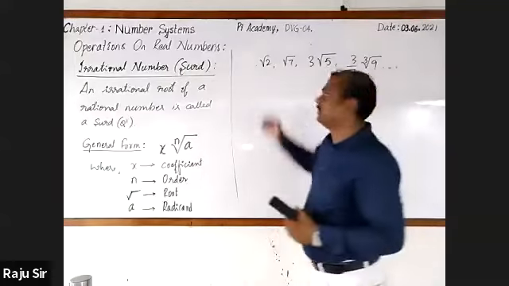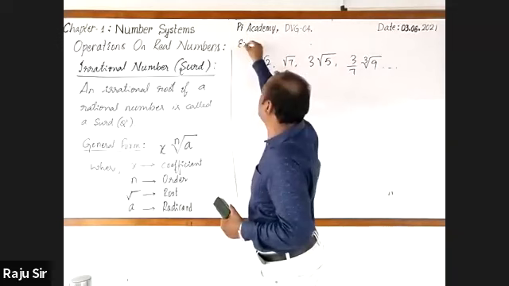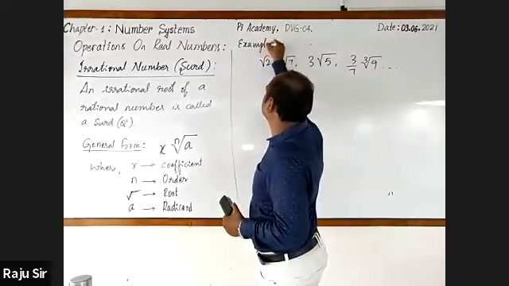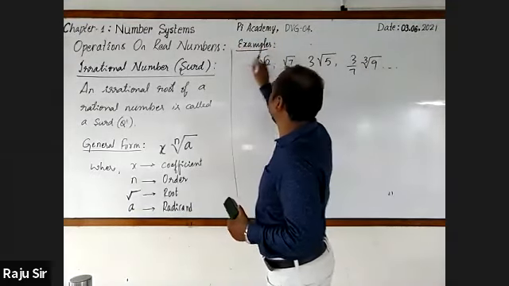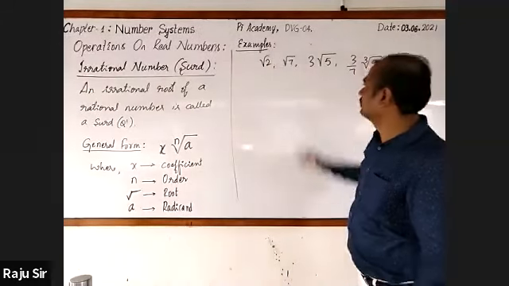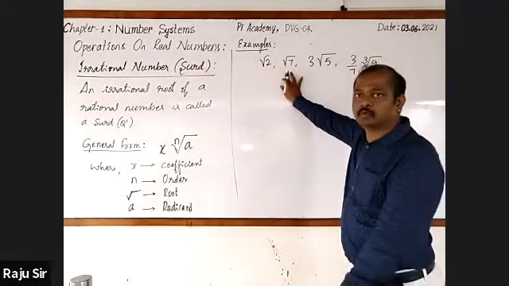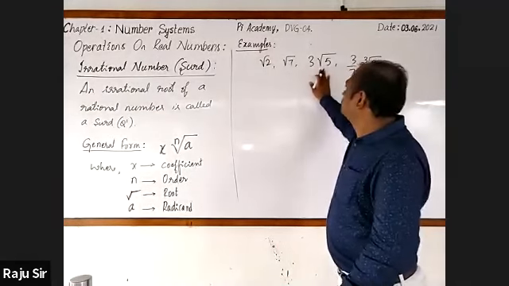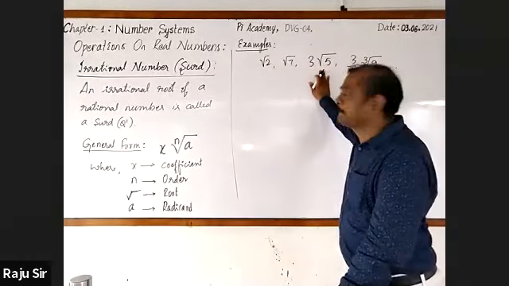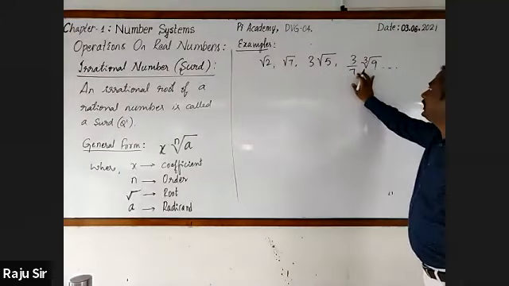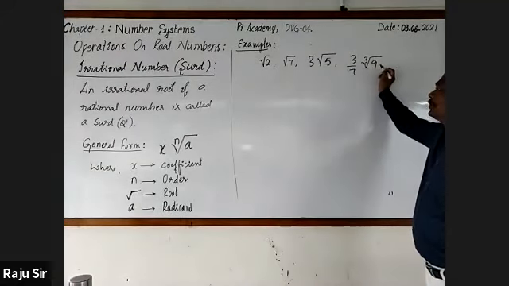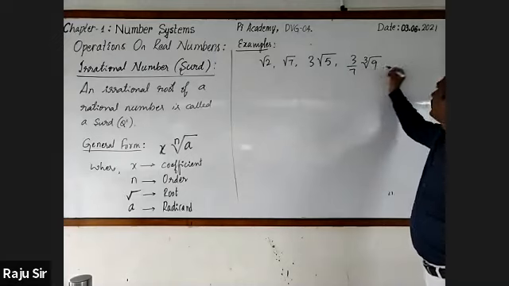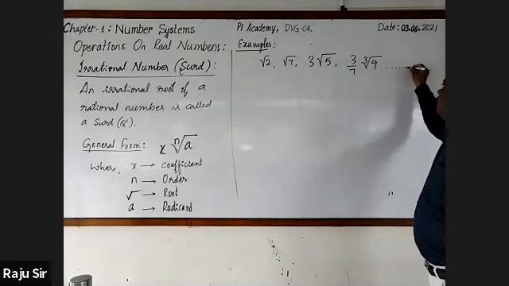Written up. Now you take some examples. Example: root 2, root 7, 3 into root 5, 3 by 7 into cube root 9, and so on. Many are there.